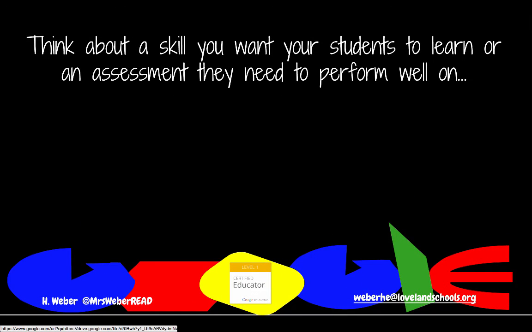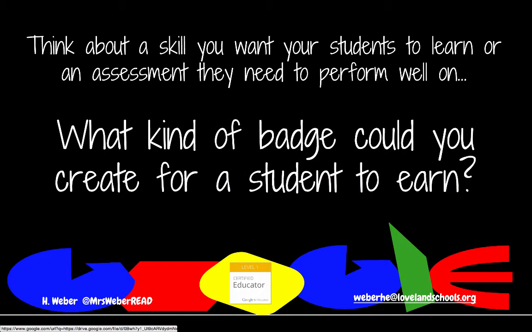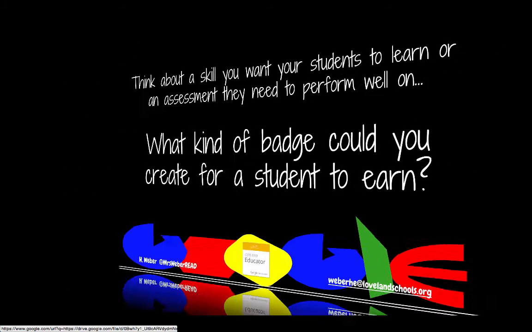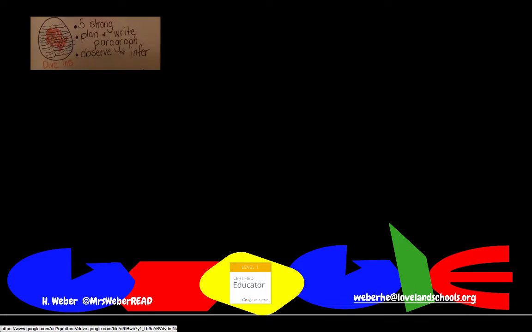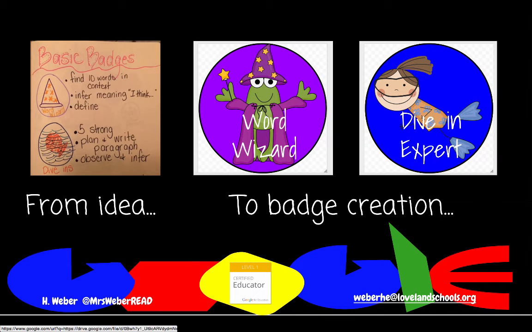So think about a skill you want your students to learn, or maybe you have an assessment that they need to perform well on. And this can involve multiple attempts. You want them to master, not just a once and done kind of thing. What kind of a badge could you create for a student to earn based on a single piece? Kind of formulate that in your heads. That's what I did. I thought about things I was already doing and taking these ideas. What could I make basic badges of? And then I created badges.